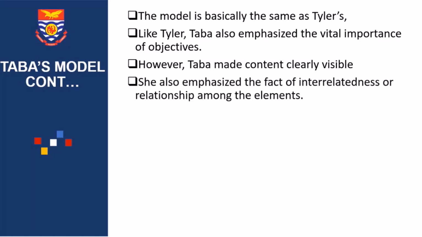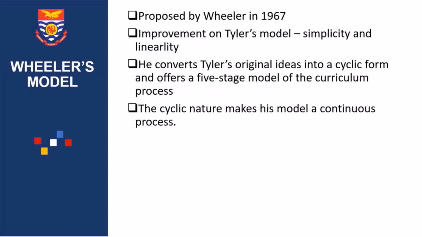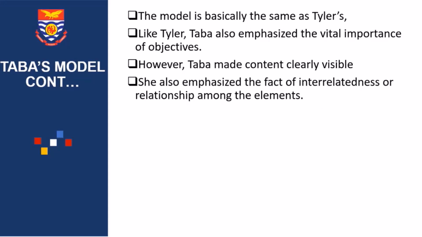She also emphasized the fact of interrelatedness or relationship among the elements. So you see the way the elements were connected in that order, to fill the gap or the criticism that were leveled against the model of Tyler. So basically, that is what Taba's model is. It's just trying to fill the gap in Tyler's model, and then came out with that model where there was interrelatedness or connection between the elements of the model.